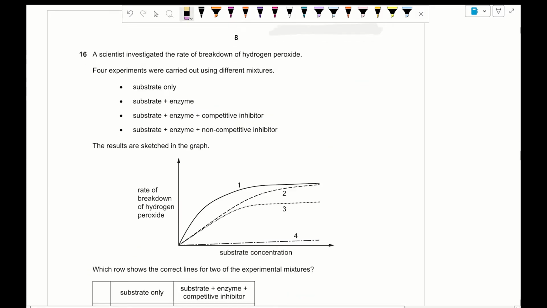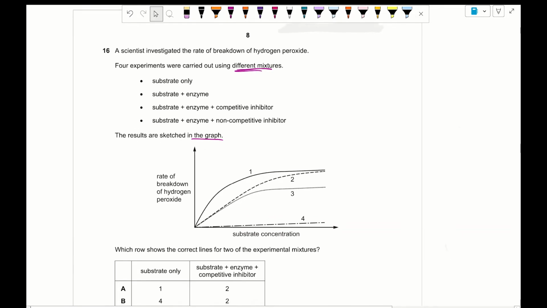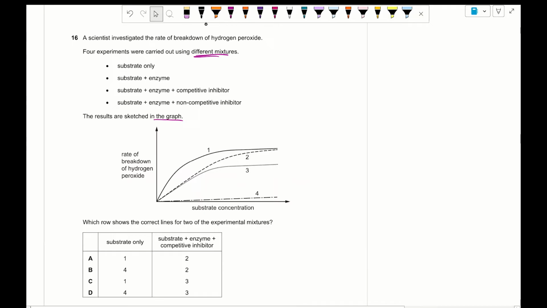Question number 16. A scientist investigated the rate of breakdown of hydrogen peroxide. 4 experiments were carried out using different mixtures. The results are sketched on the graph. Which row shows the correct lines for the 2 experimental measures? So, first of all, we must define our terms. A competitive inhibitor binds to the active site of the enzyme, therefore lowering the rate of the reaction.